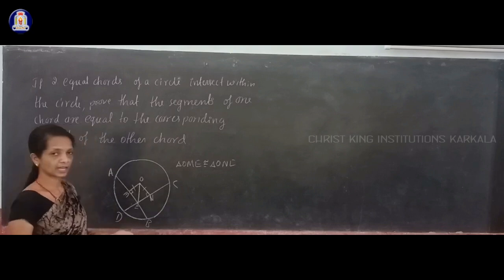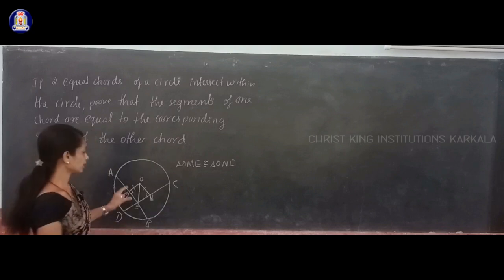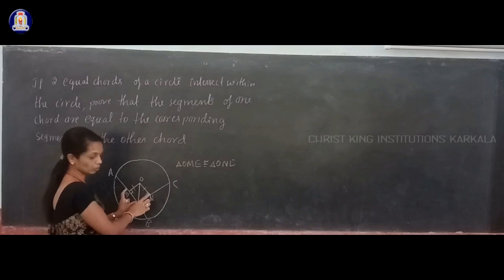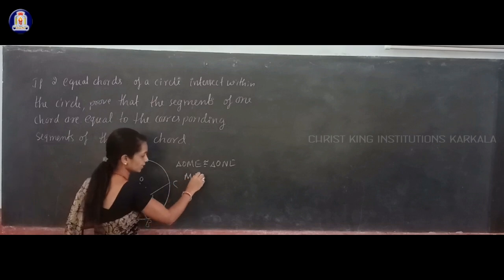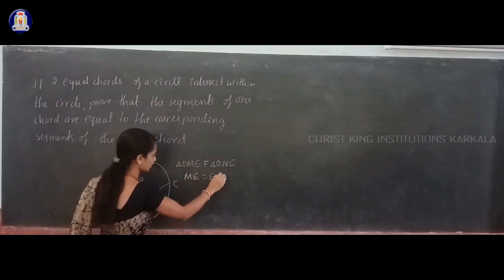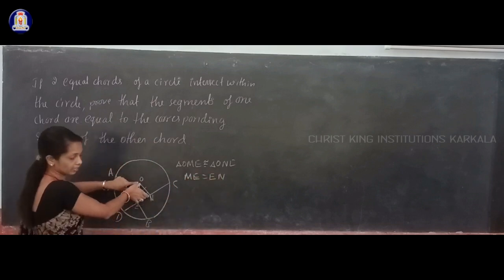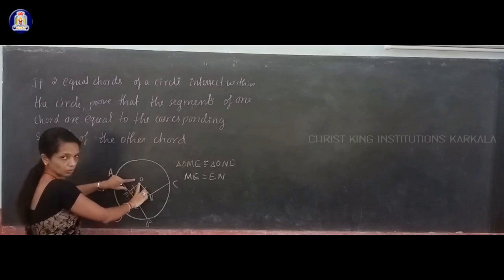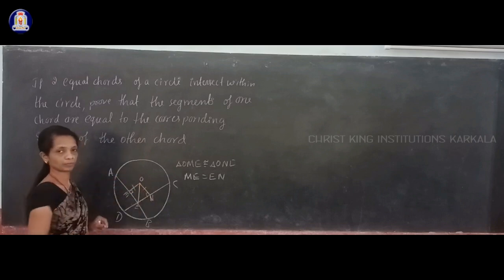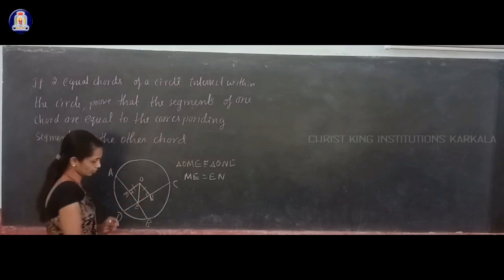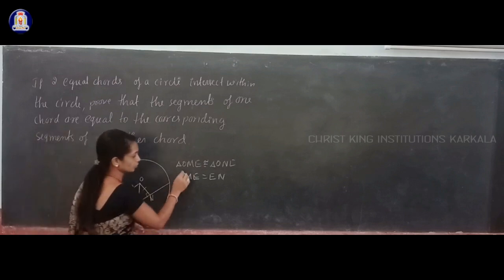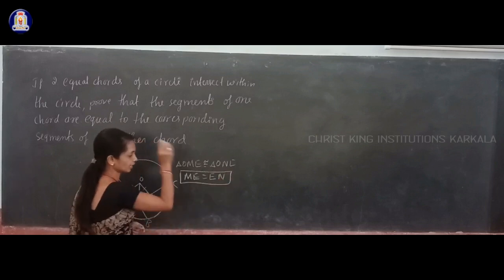Once triangles are congruent, then the left pair of sides are also equal. So by that what we can say, ME is equal to NE. Can I say ME is equal to EN? Already these two sides are equal, and OE is equal to OE. So which is the left pair of sides in those two triangles? ME is equal to NE. Okay, ME is equal to EN, or ME is equal to NE.